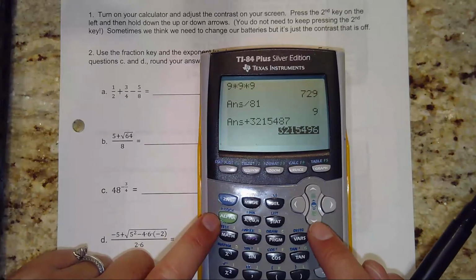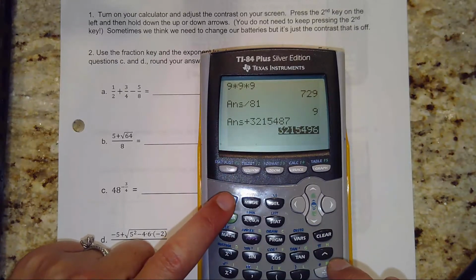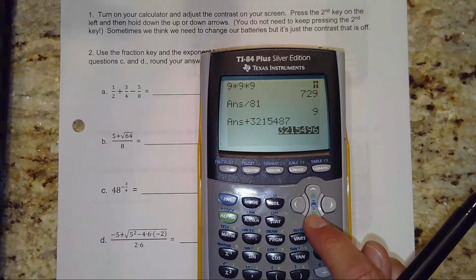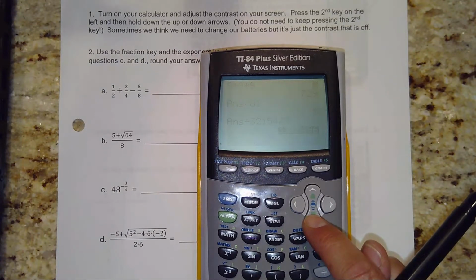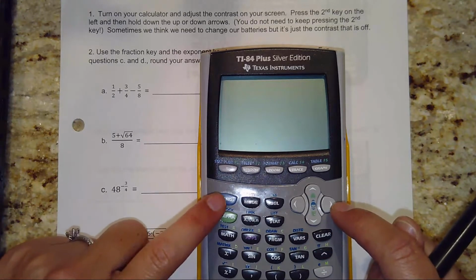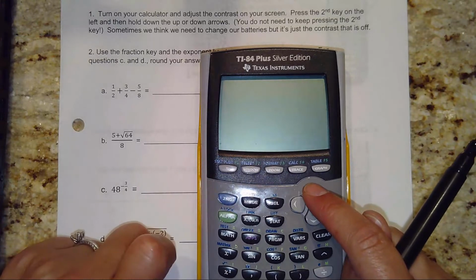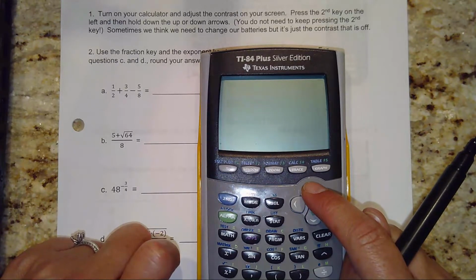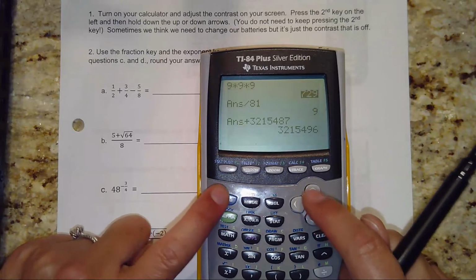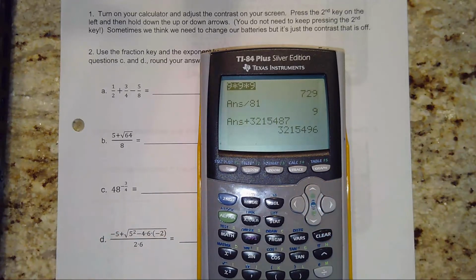So if you hit the second key just one time and then hold down the downward arrow, watch my screen. What happened is their contrast was so low that they couldn't see anything. So if you hit second and then the upward arrow key, do you see that comes back? And you can make that as dark as you want. Okay? So just make sure you check your contrast key if you think your batteries are low.